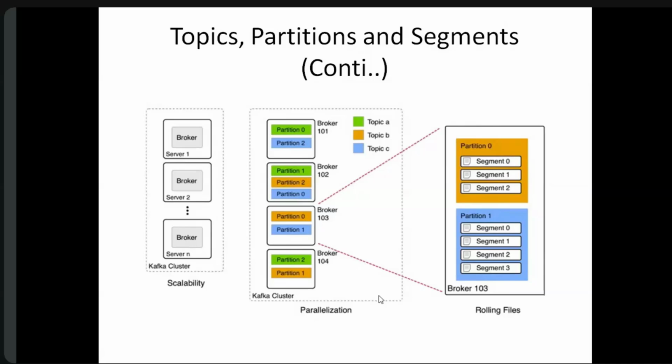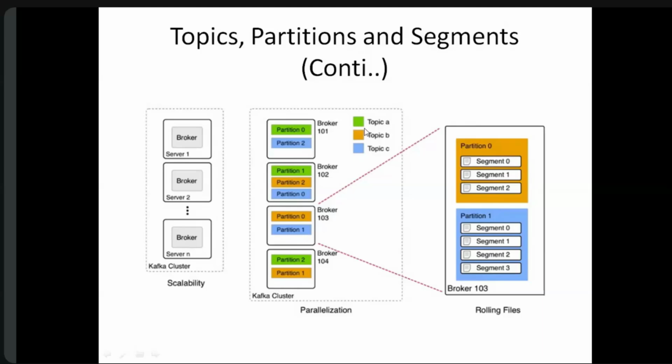Partition 1 of topic A, partition 2 of topic B, and partition 0 of topic C, and likewise broker 103 and 104. So here you can see some brokers are having more partitions and some brokers are having fewer partitions. Currently, which broker is more loaded? 102, correct? And other brokers are not having that much load because they are hosting only 2 partitions.